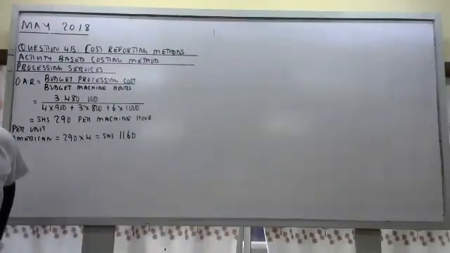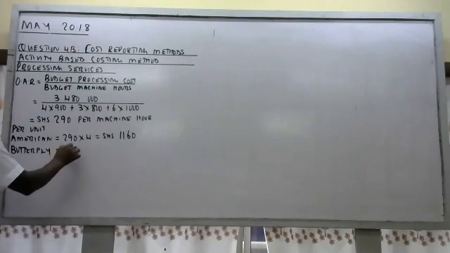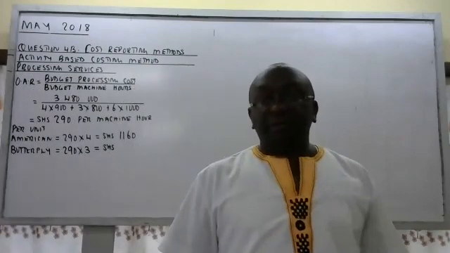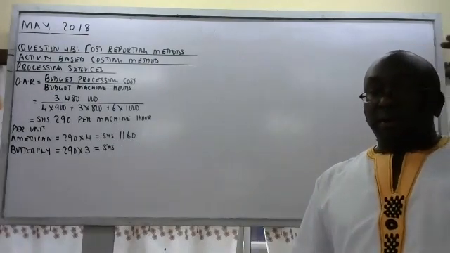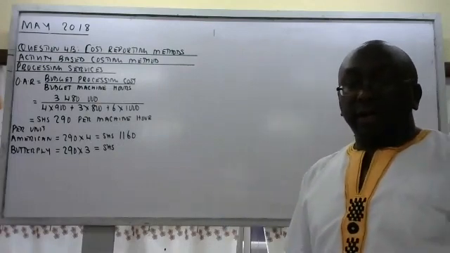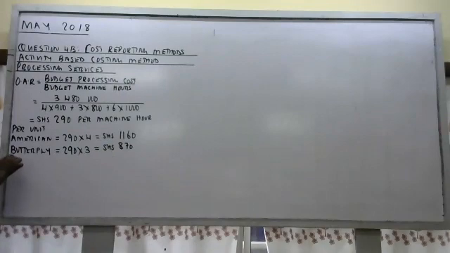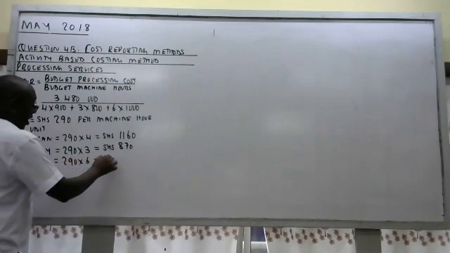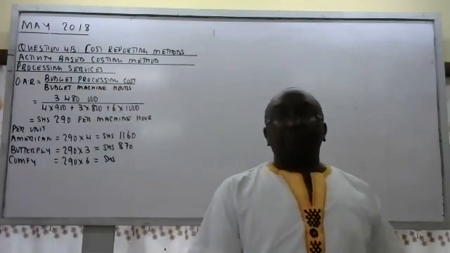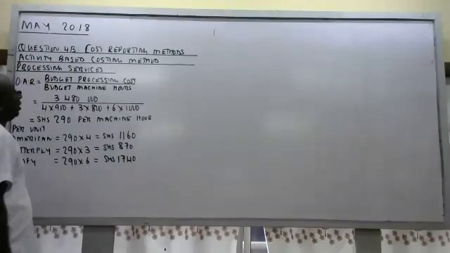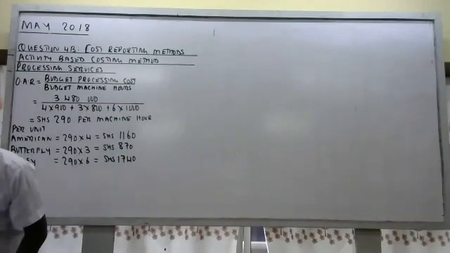Then we go to the next one, Butterfly. Butterfly would be 290 times 3. That will be shillings how much? Yes, Ivarin, Royce, 870. Then Comfy, it will be 290 times 6. That will be 17 what? 1740 from Ivarin. Yeah, 1740.